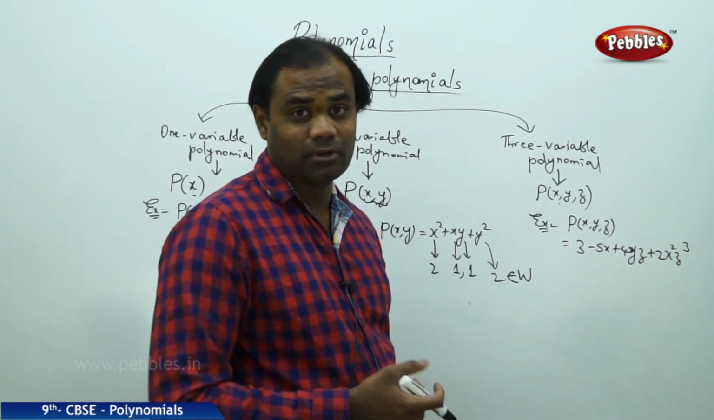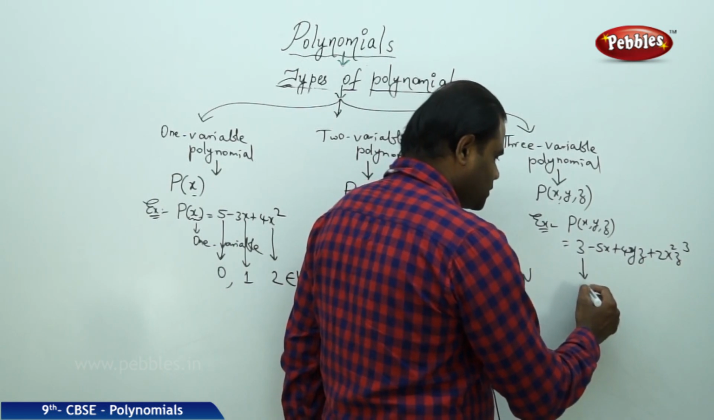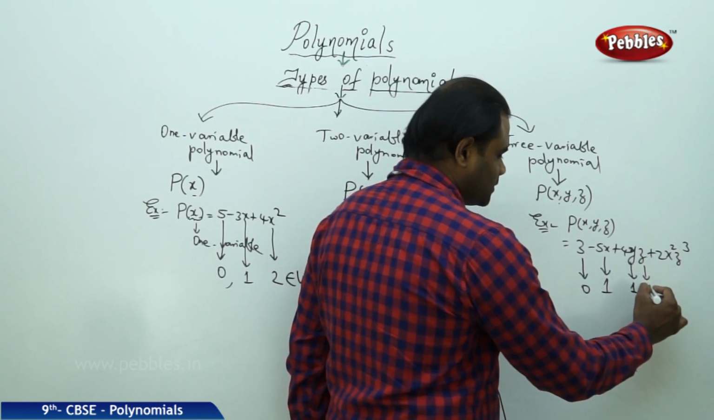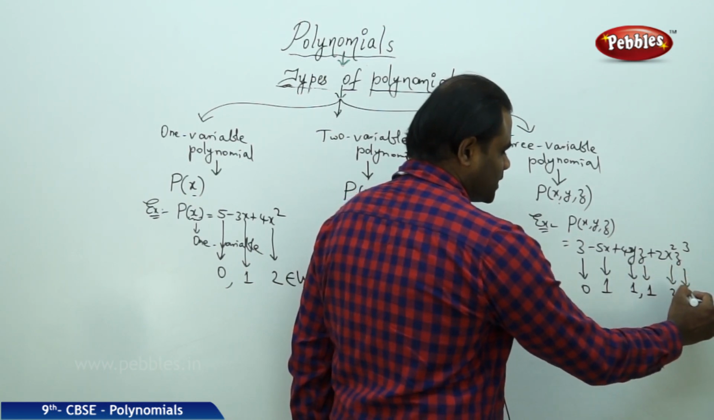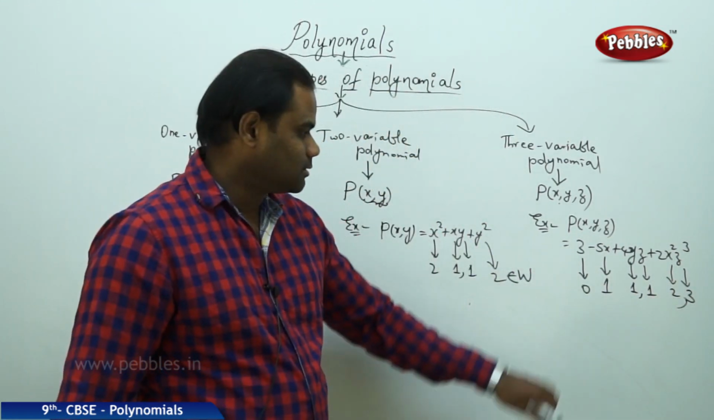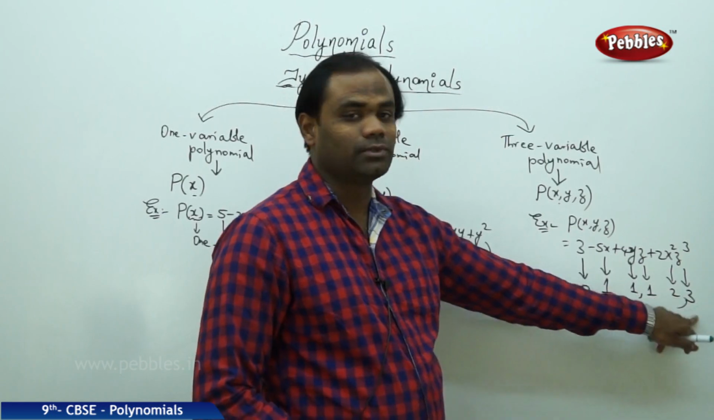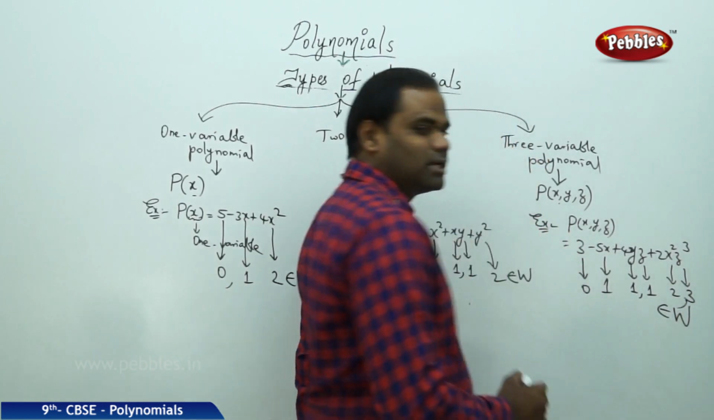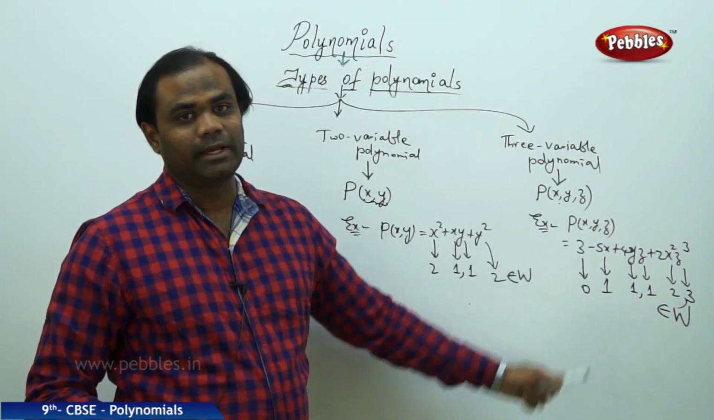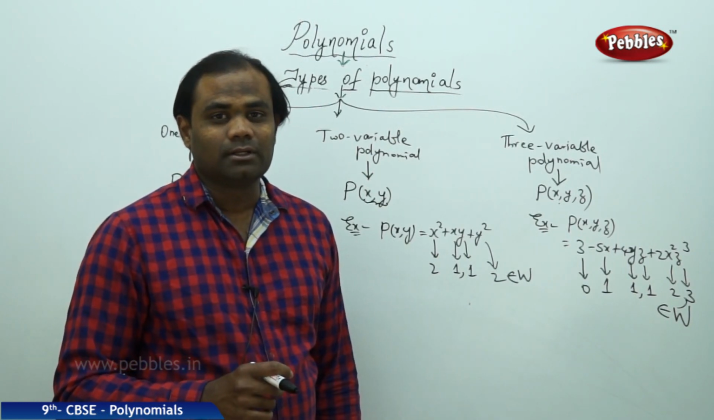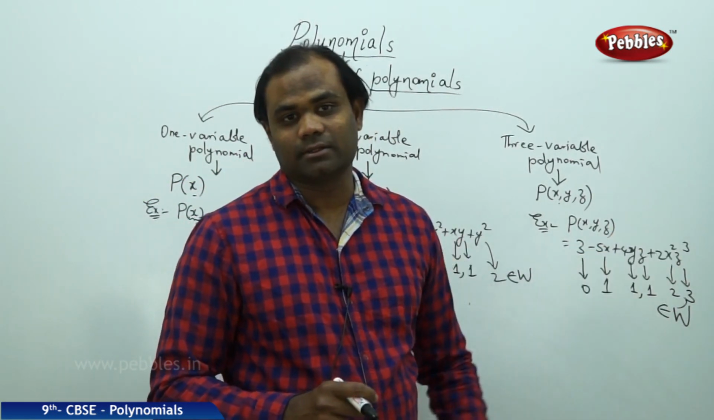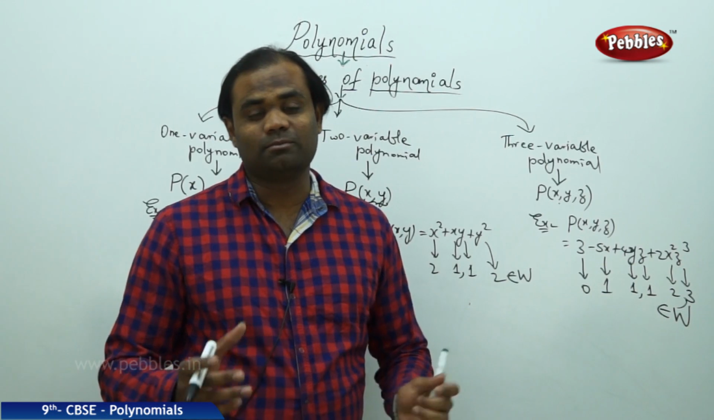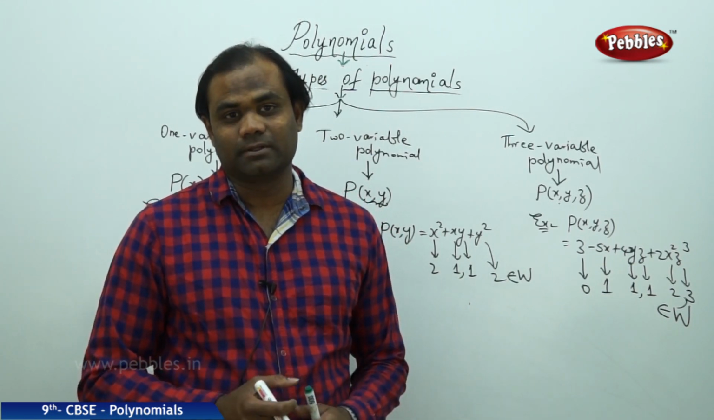Let's see the third polynomial of three variables. The power of 3 is 0, the power of x is 1, the power of y is 1 and the power of z is 1 and power of x is 2 and z is 3. As we see, independently 0, 1, 1, 1, 2, 3, all the numbers belong to whole numbers. They all belong to W, and therefore this whole expression is a polynomial of three variables x, y and z. Two variable, one variable and three variable polynomials, the types of polynomials in the branch of mathematics.